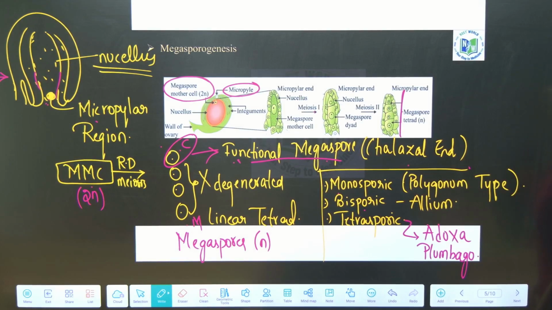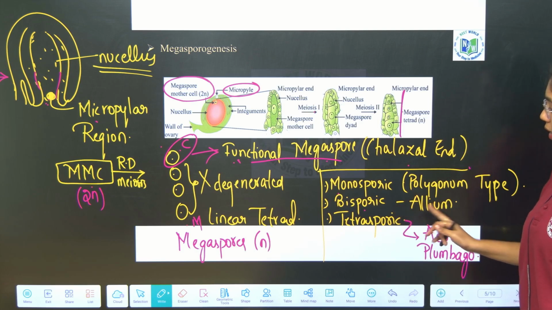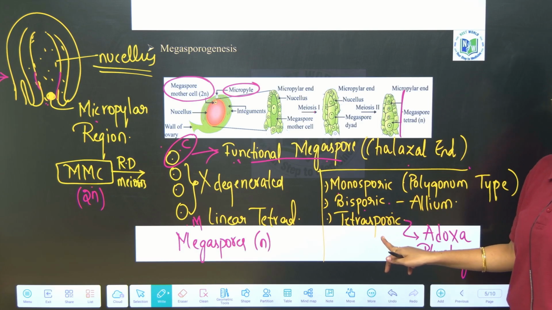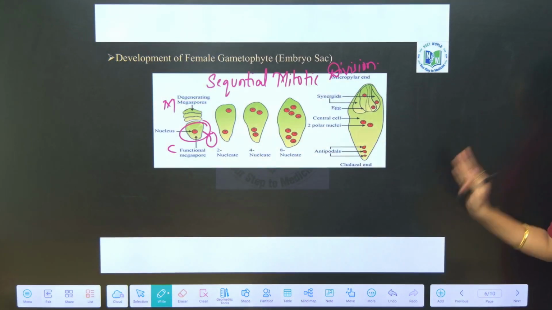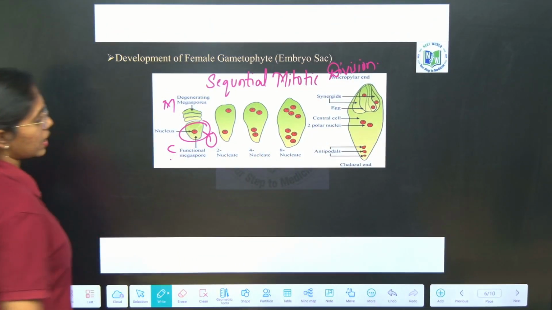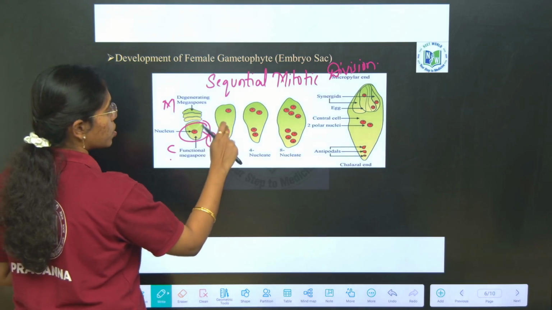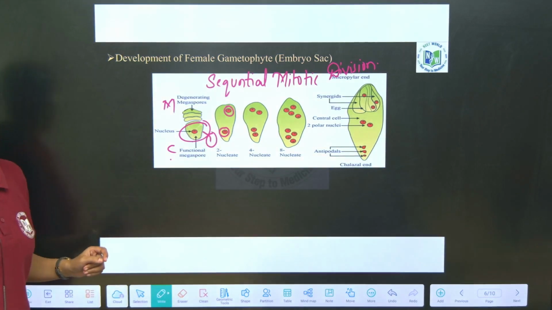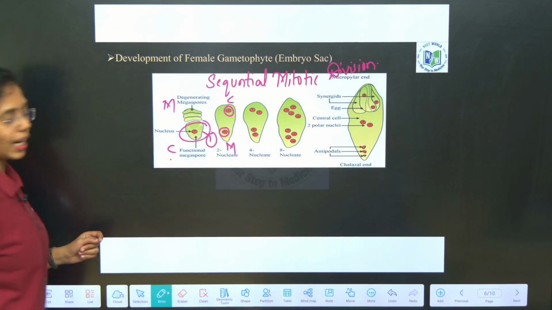Abnormalities in bisporic and tetrasporic types are a common phenomenon, where the embryo sac is formed from 2 megaspores or from 4 megaspores. But as the polygonum type is most common in angiosperms, we learn about the polygonum type only, in the most detailed way. So here the functional megaspore at the chalazal end, after the first mitotic division, forms 2 nuclei, one at the micropylar end and one at the chalazal end.